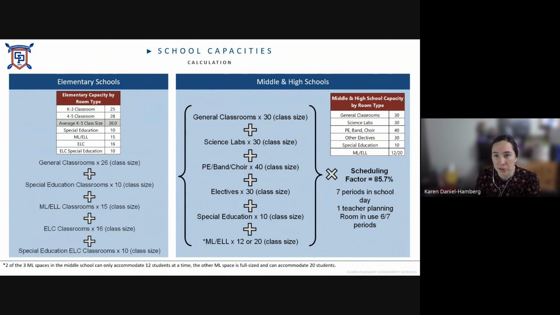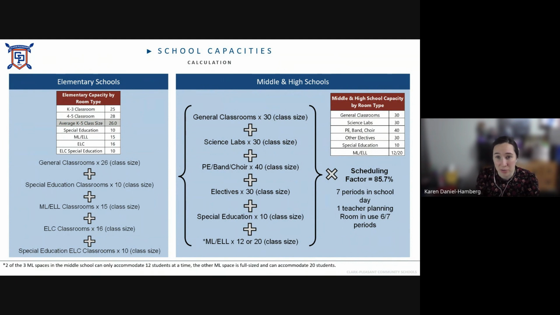So elementary and secondary schools, the capacity for these are calculated a little bit differently. At the elementary school level, it's pretty simple. You just add up the number of classrooms multiplied by their associated class size to get your total capacity. So general classrooms, we multiply this by 26. That's the average K through 5 class size.